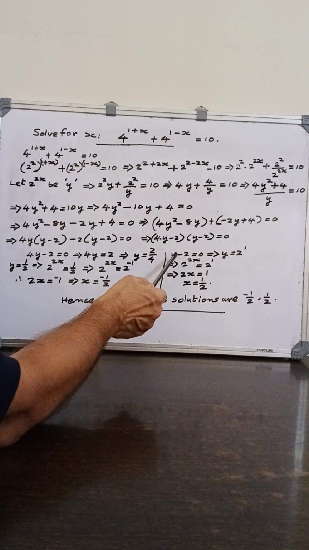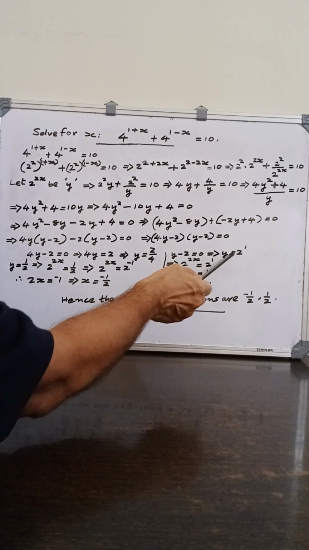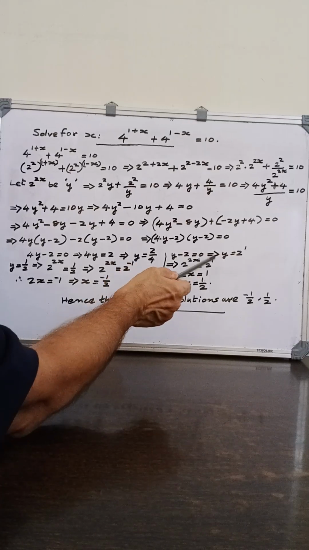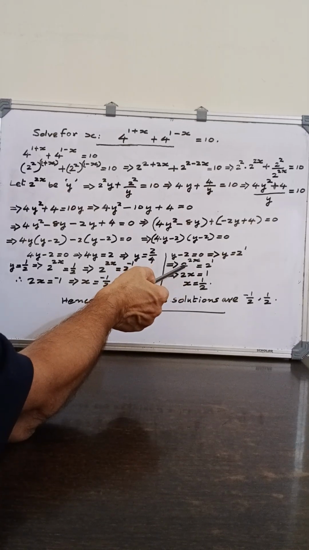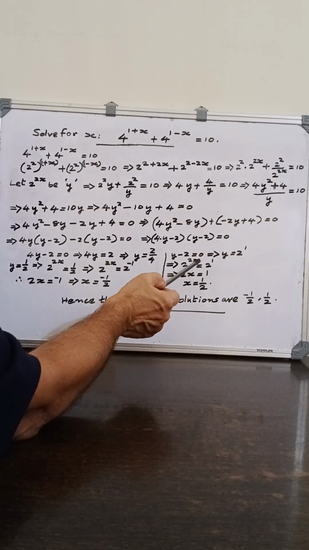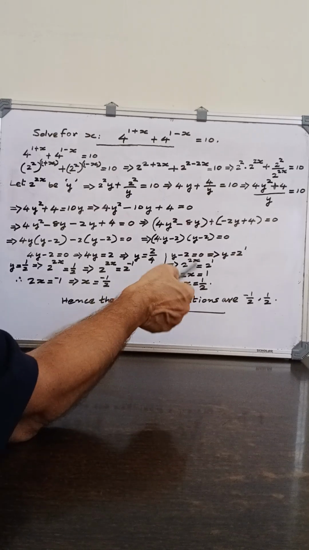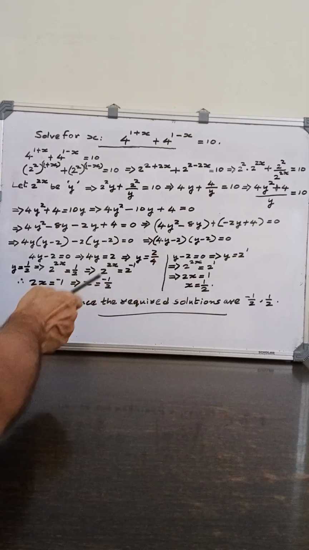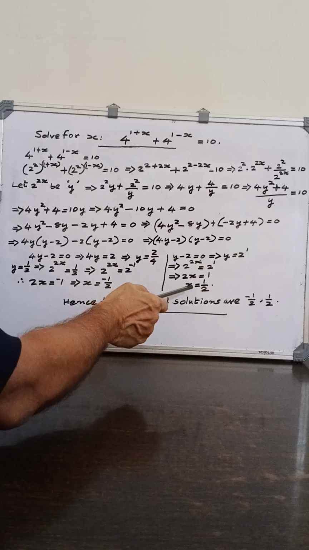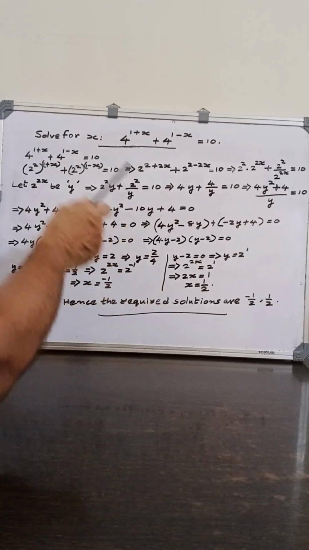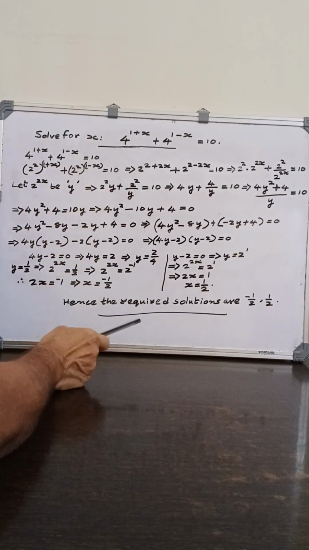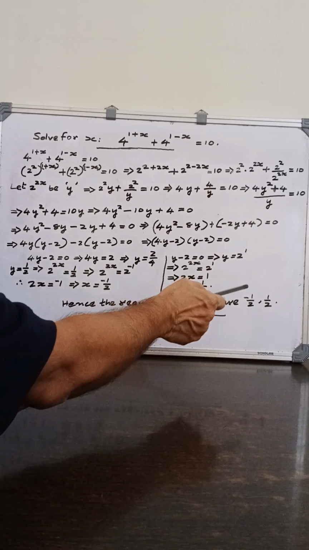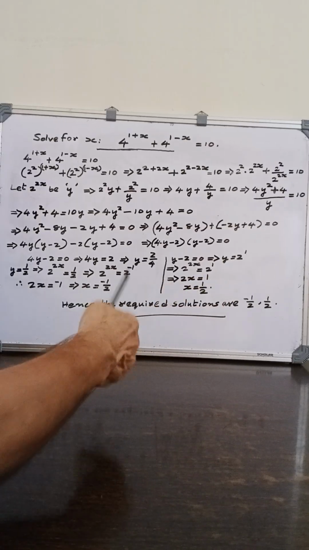Here, y minus 2 equals 0, y equals 2 raised to 1. That is 2 raised to 2x equals 2 raised to 1. The base numbers 2 and 2 are same. Therefore, I am equating the powers. Therefore, 2x equals 1, x equals 1 by 2. Here, x equals minus 1 by 2 and x equals 1 by 2. They are asking to solve for x. Therefore, here we can conclude. Hence, the required solutions are minus 1 by 2 and 1 by 2.